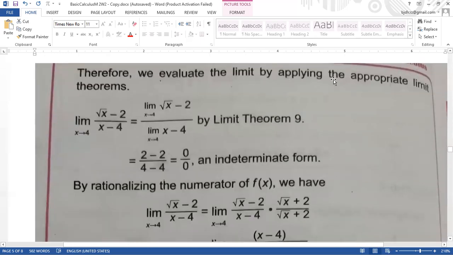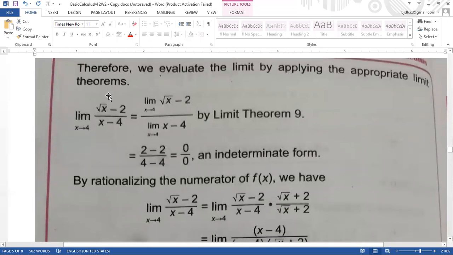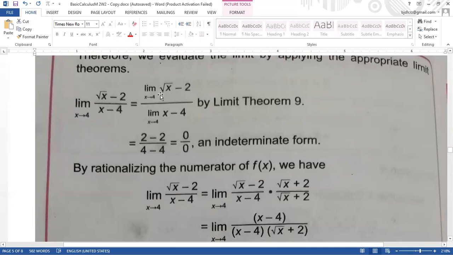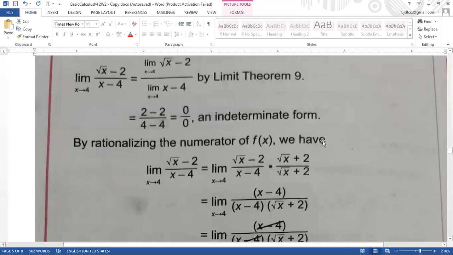So we evaluate the limit by applying the appropriate limit theorems. Here, the limit of the square root of x minus 2 as x approaches 4: substitute, the square root of 4 is equal to 2. 2 minus 2 is equal to 0. So 4 minus 4 is equal to 0, giving 0 over 0, so it is an indeterminate form. To answer that one, we need to rationalize the numerator of f of x. So where do we rationalize? There. So the limit of the square root of x minus 2 over x minus 4 as x approaches 4.